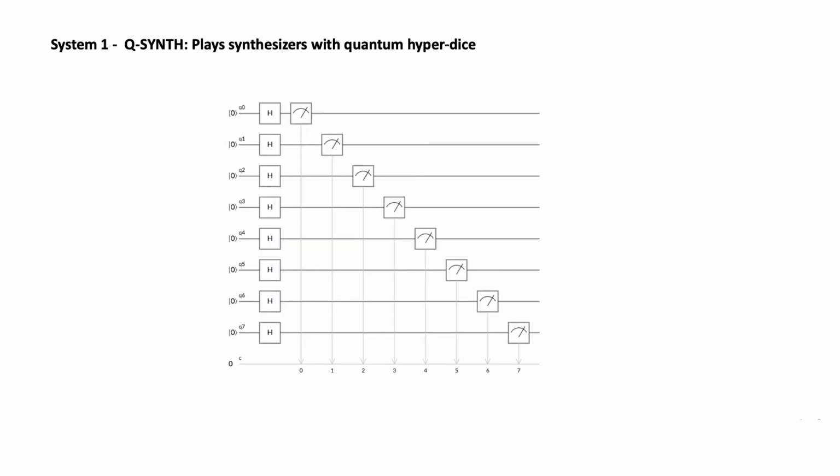The circuit for the hyperdice used in QSynth is very simple, as you can see here. Basically, it generates an 8-bit long code. There is another version of this circuit where I use rotation gates to bias the measurements, but I won't discuss this just now. Just to keep things simple, consider that we have 8 qubits that are put in superposition, and then I measure them to get a code that is 8 bits long.